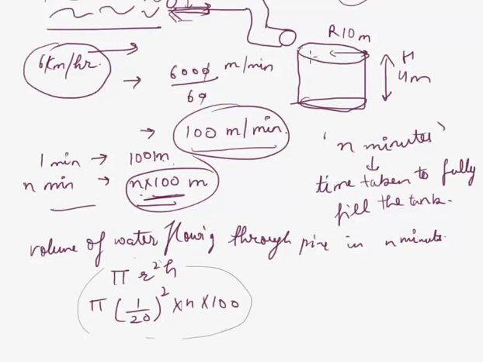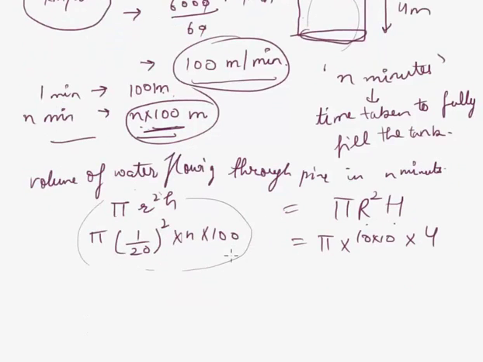The same volume will be used to fill this tank. That is, this volume is equal to the volume of the complete tank. Now the volume of the complete tank is pi R square H, R and H in capitals. That is pi into 10 square, or 10 into 10 into 4.